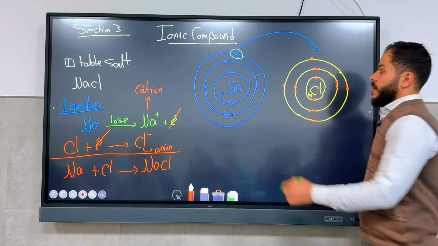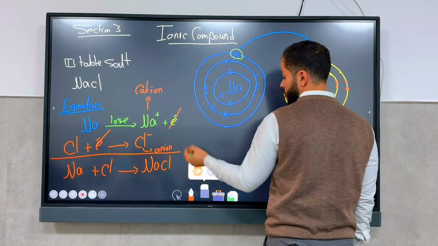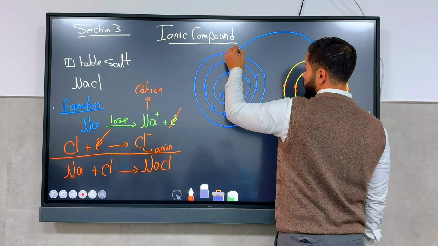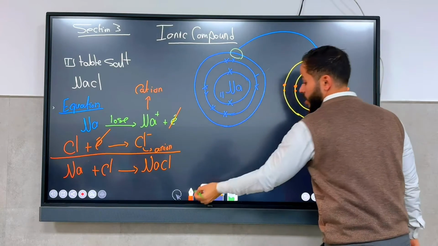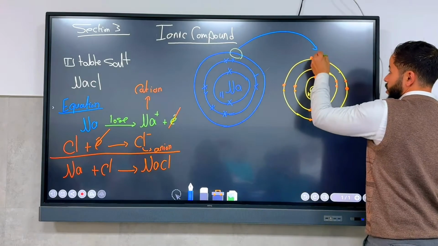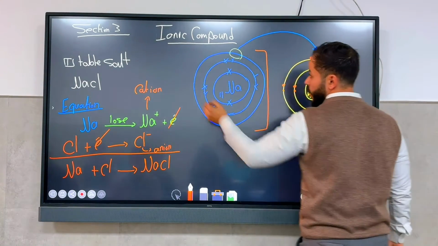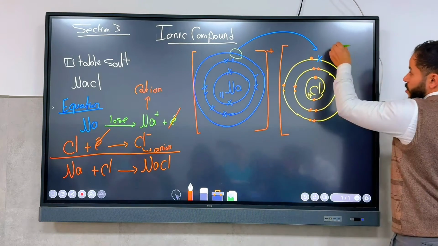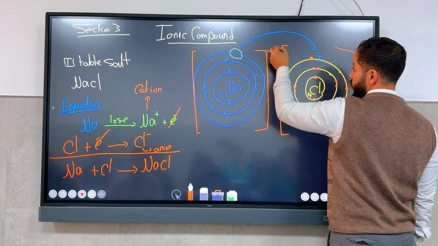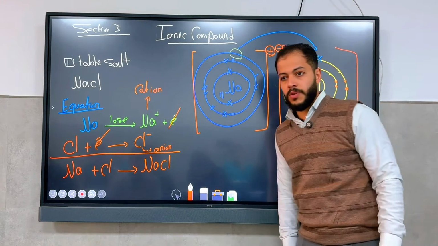If we look here, after this electron goes from here, okay guys? This electron, we will cancel it, right? And it will go to the chlorine, and this converts the sodium to a sodium cation with a positive charge in total. And this converts the chlorine to an ion with a negative charge in total. So the negative here and positive here attract each other to form sodium chloride.